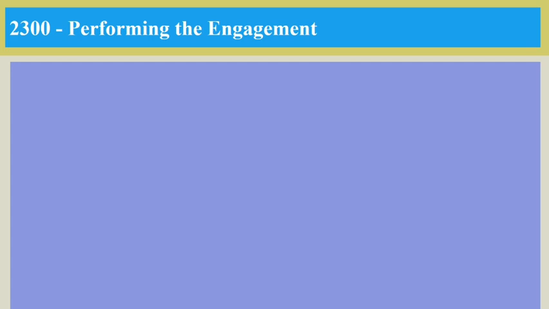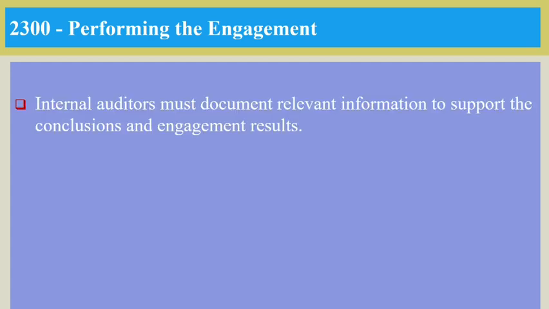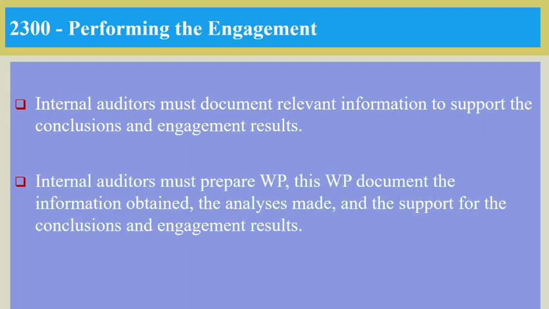Standard number 2300, performing the engagement. Internal auditors must document relevant information to support the conclusion and engagement results. So you have to support your opinion by documents, by evidence, as much as you can. Internal auditors must prepare working papers. These working papers document the information obtained, the analysis made, and the support for the conclusion and results.